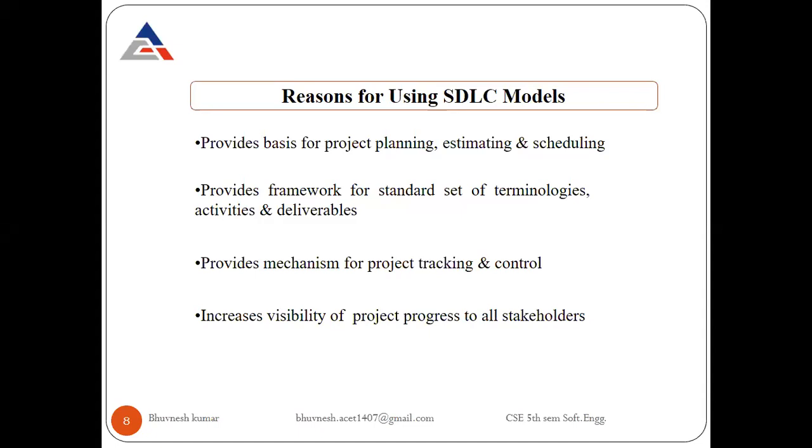Last is increasing visibility of project progress to all stakeholders. If you are using a proper model, it means you go in proper progress. Project progress should be according to your stakeholders. If there is proper tracking, proper control, and proper deliverable concepts, stakeholders will be satisfied, because you are giving all the features that stakeholders need. As a user, we are using an online application and they are giving each and every feature.